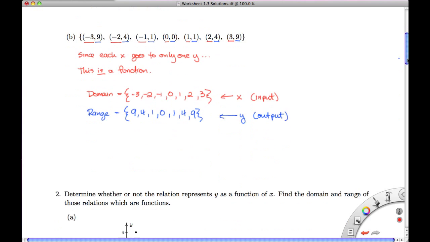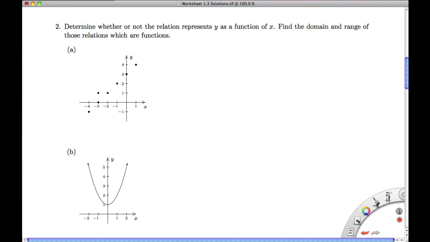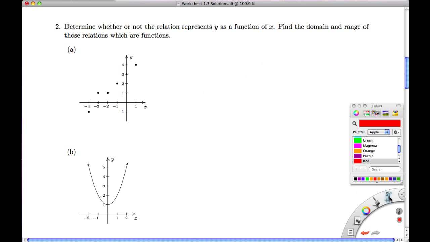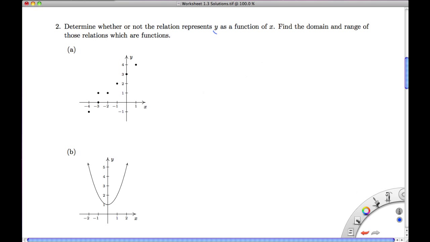Okay, so for number two, we have a similar task on our hands, except in this case, the relations that we're given are displayed as graphs, but we're still asked to determine whether or not it represents y as a function of x. So in order to do this, we're going to take a slightly different approach, and we're going to use something called the vertical line test. The vertical line test tells us that if we've got a graph and we can draw a line that hits the graph in more than one spot, then it is not a function, or it fails the vertical line test.